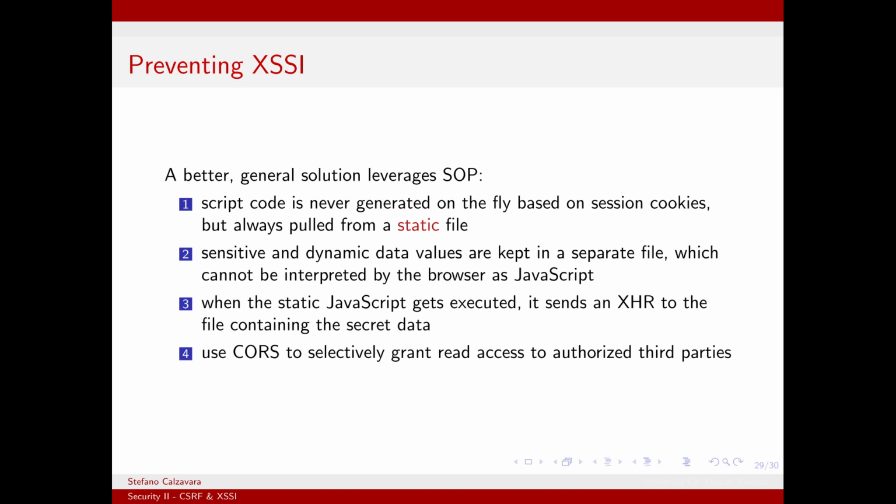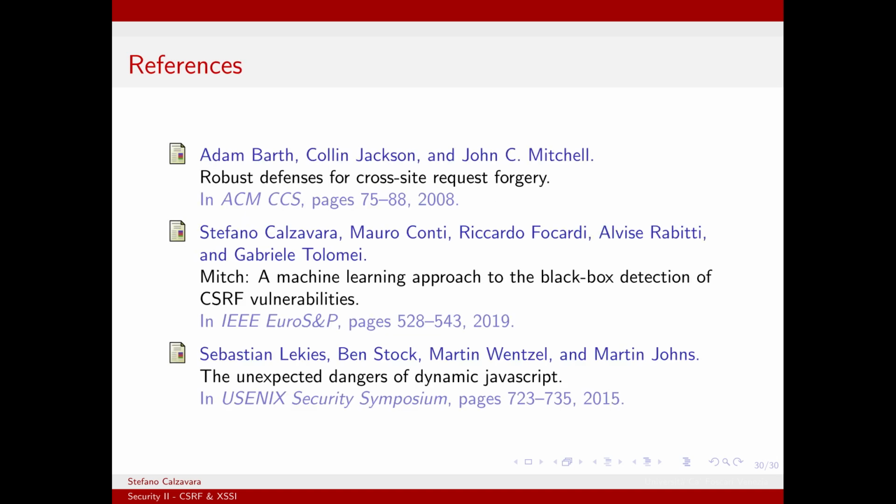Here you can find a few papers which I strongly recommend. This is a classic paper on cross-site request forgery and robust defense techniques for this. Here you can find another paper where we discuss how we can use machine learning to identify room for cross-site request forgery in real-world applications. And if you're curious about XSSI, this is a great paper on the topic.